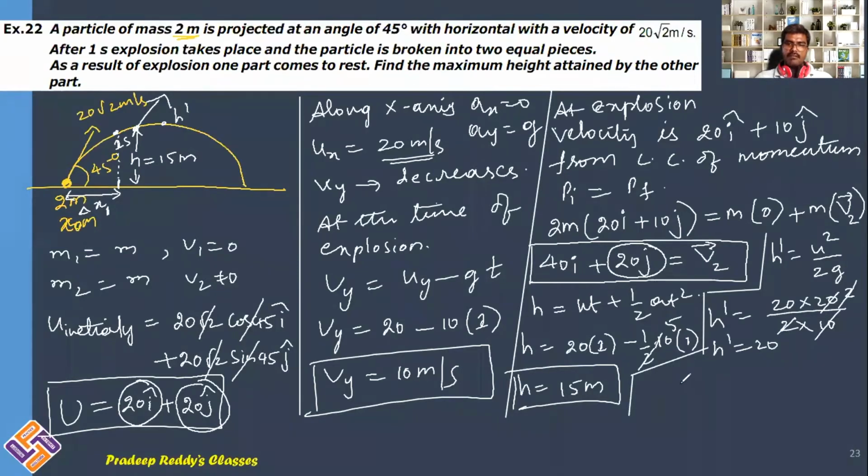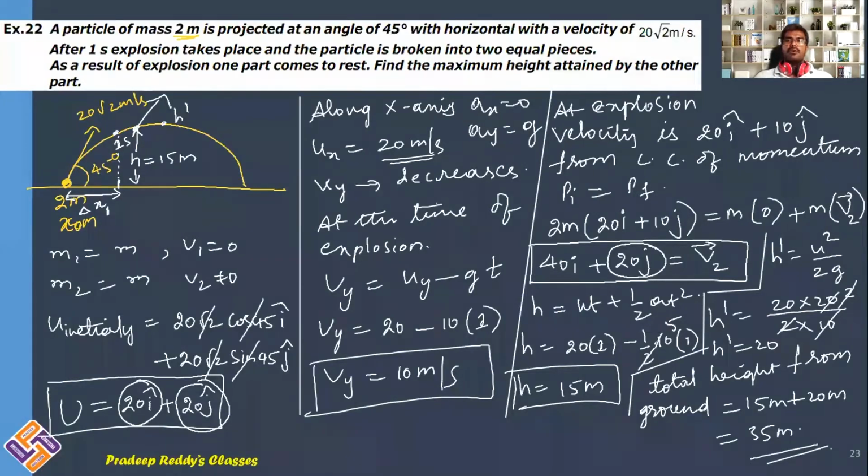What is the total height traveled? Total height from ground is equal to 15 meter plus 20 meter, which is 35 meter. So the second mass is going to a height of 35 meter from the ground.